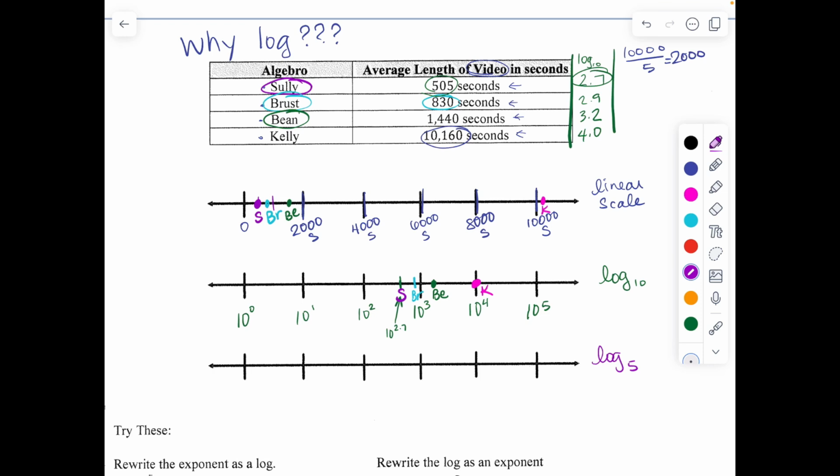Okay, so for this one, if I use log base 5, I can turn all of these values and compute them into a log base 5. So for example, if I put it into my calculator, log of 505 over log 5, to put it in base 5, we get 3.9. Go ahead and do that, push pause, and complete the chart for your log base 5.